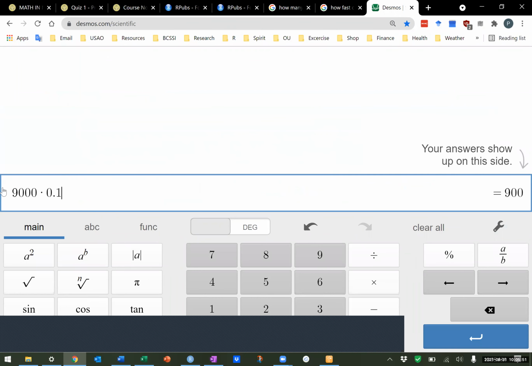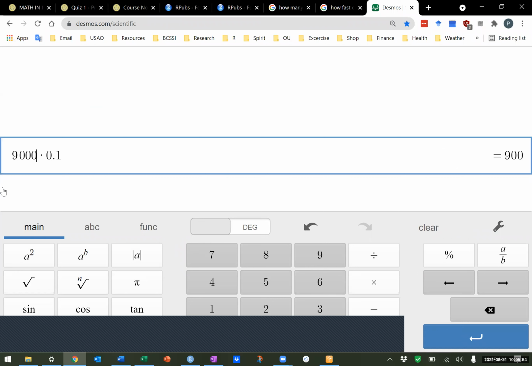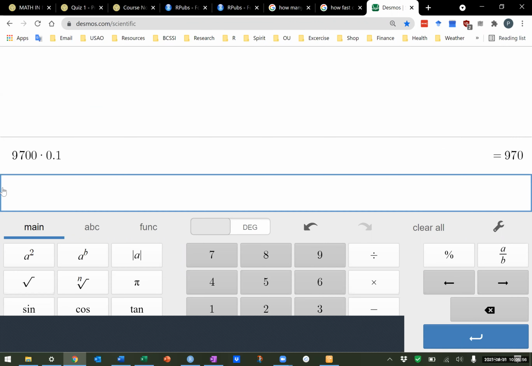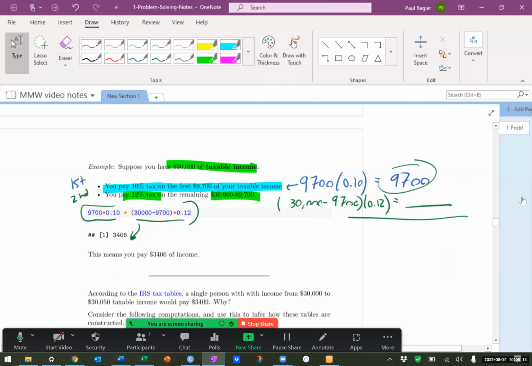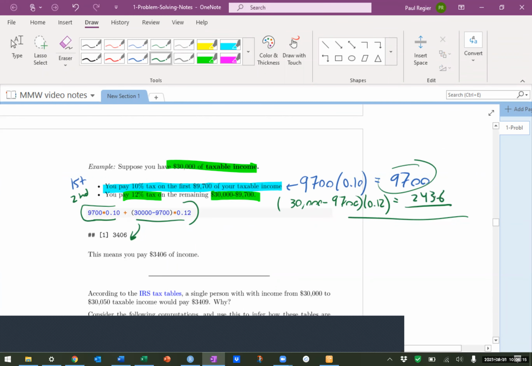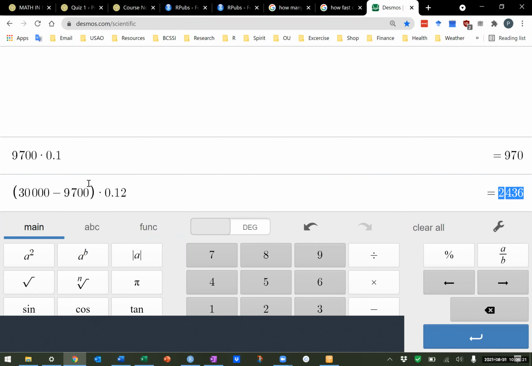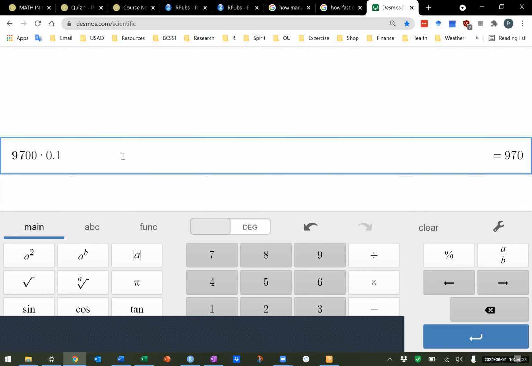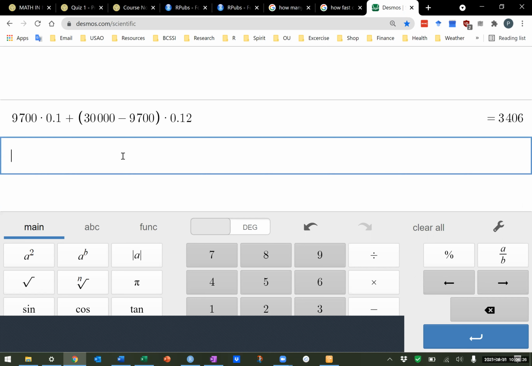9,700 times 10%, that's your first bracket. And the second bracket was 30,000 minus 9,700. And we're paying 12% on that second bracket. So that's the taxes for your second bracket, $2,436. Then you add those together. I can say this plus this and do it all at once. Okay, so that's simple calculations of taxes.